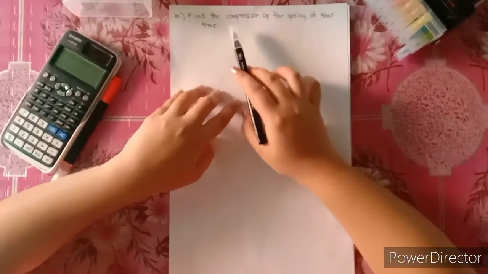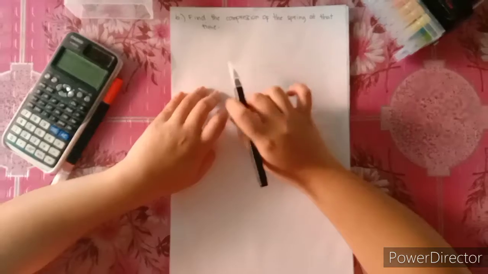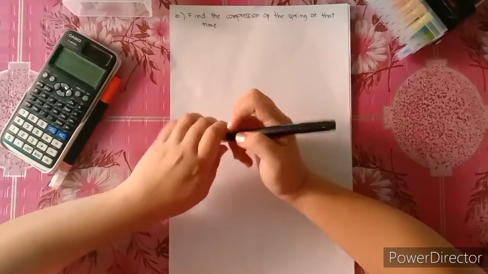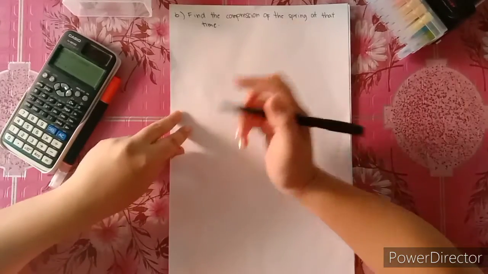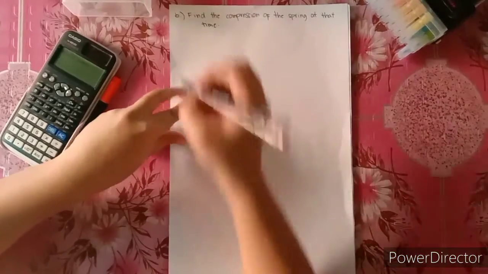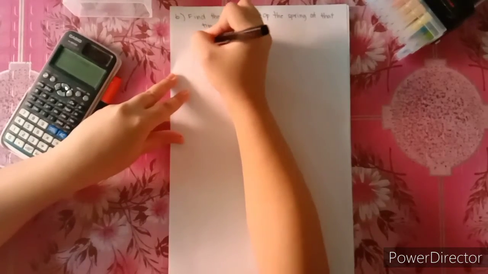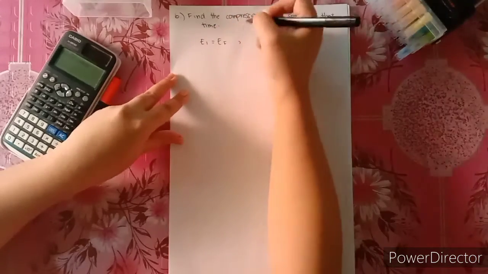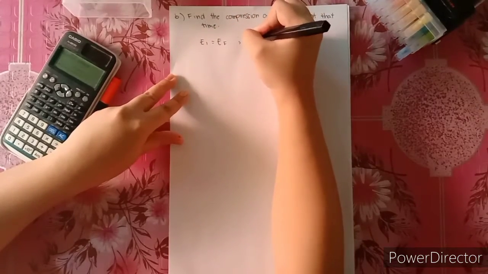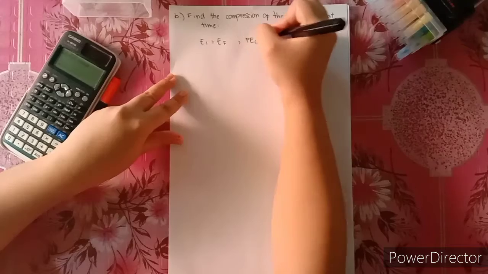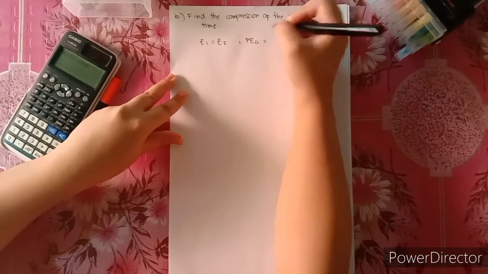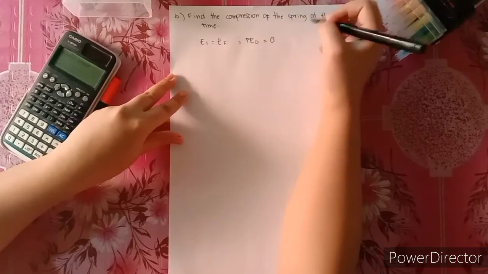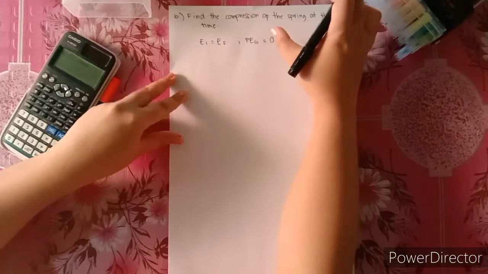Sa letter B, find the compression of the spring at that time. By the conservation of energy for the system, initial energy is equal to final energy, whereas yung gravitational potential energy is equal to 0, yung final and initial position.